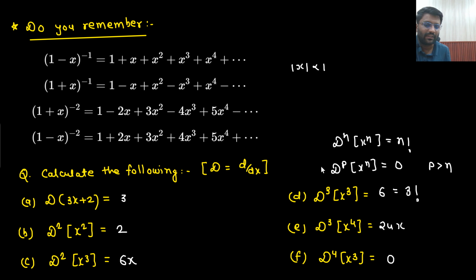So just remember this particular thing. That means if I need to deal with x to the power 3, then maximum I would require d cube, because d to the power 4 will make it 0, d to the power 5 will make it 0. If I need to deal with x to the power 7, then maximum I would require d to the power 7. Why is that so? Because sir, d to the power 8 will make it 0, d to the power 9 will also make it 0. Is that understandable to you or not? So always this particular value will matter a lot.